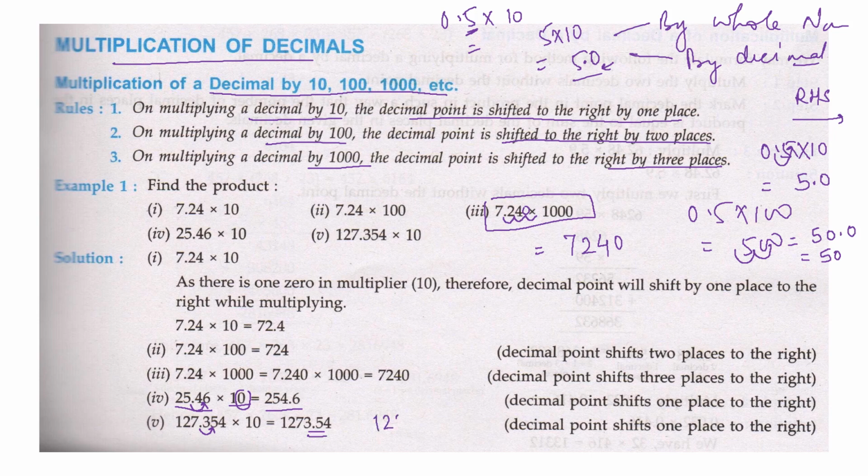If it is 123.45 into 100, so into 100 means what? One place here, another place here. So it will be 12345. Fine.